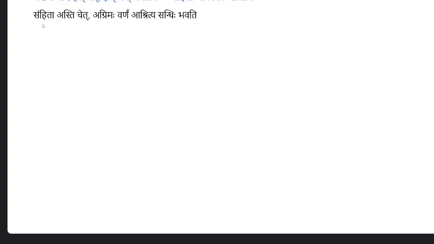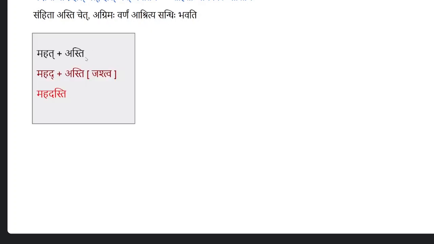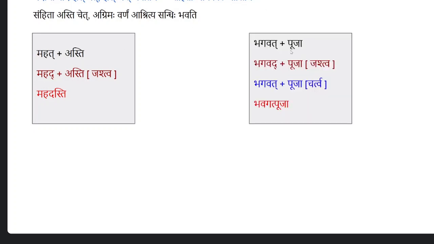But what happens if there is samhita? Samhita asti chet, agrimaha varnam ashritya sandhi bhavati. Let's see what it means. See, mahat asti. There is a swara here. So if the Jastva happens, mahad asti, and nothing else happens after this. So the final will be mahad asti. This is swara. Look at this example, Bhagavat Puja. Bhagavad Puja, Jastva happens, then Bhagavat Puja, Chartvam happens. So it will be Bhagavat Puja.